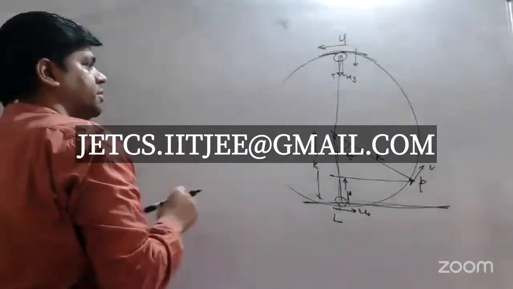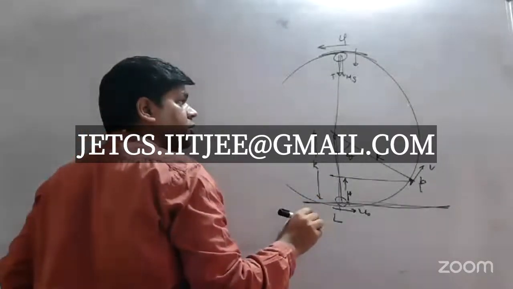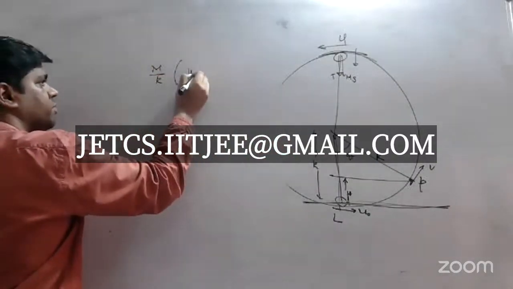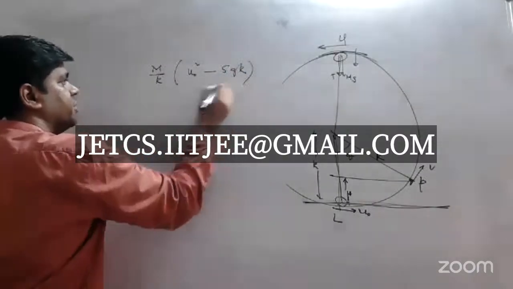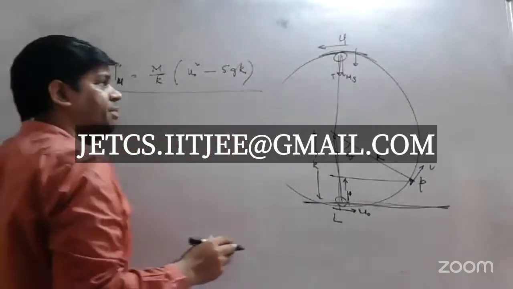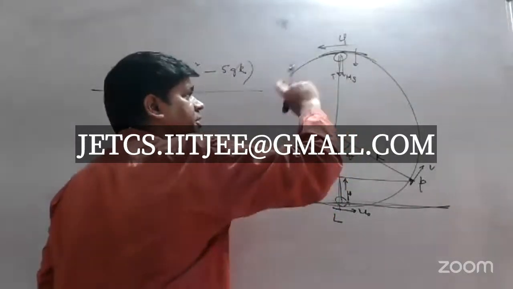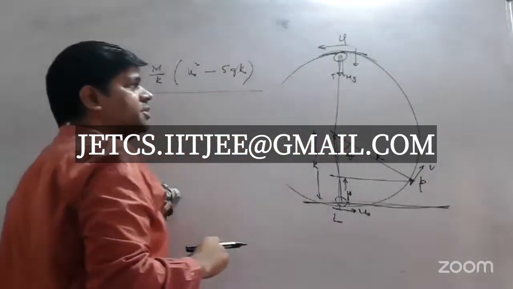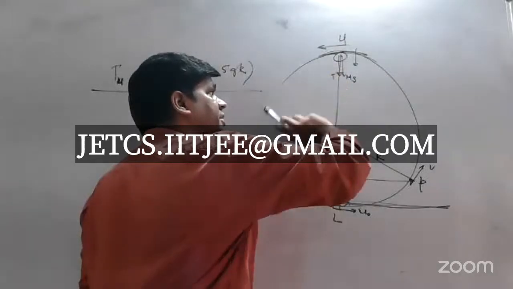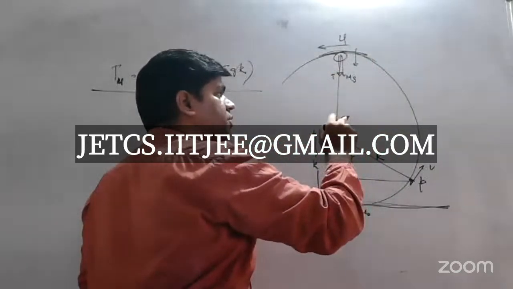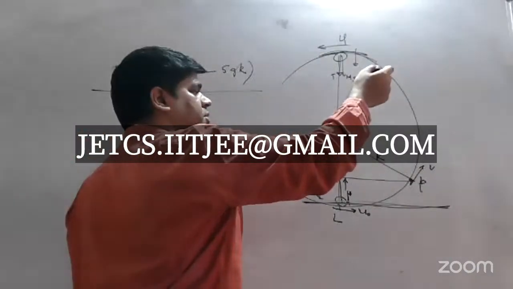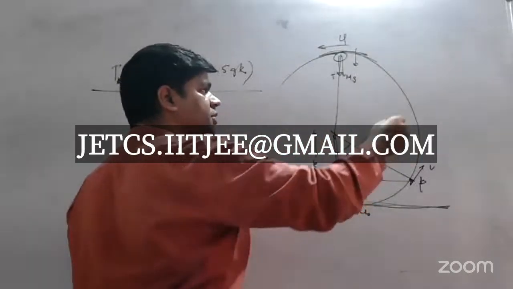Okay. Now let us see for what value of u naught will it make the complete circle. So tension at the uppermost point is m by r into u naught square minus 5gr. If it makes a complete circle, that means the string is not slacking at any point. Tension minimum is at this point. If tension doesn't become zero here, it never becomes zero anywhere. If at all it has to become zero, it should become zero here first, in the upper region. Tension cannot become zero in the lower region.